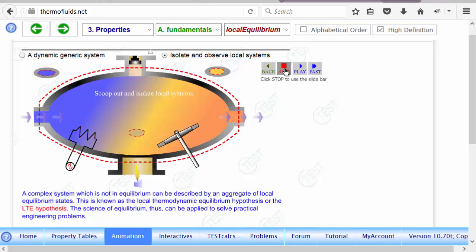This is a very, very powerful hypothesis. There is no proof for that. That's what makes thermodynamics so interesting. Even though the global system is in total chaos, the local system can be considered in thermodynamic equilibrium. So if you study equilibrium, we immediately understand, as an aggregate of that, a lot of stuff about the global state.